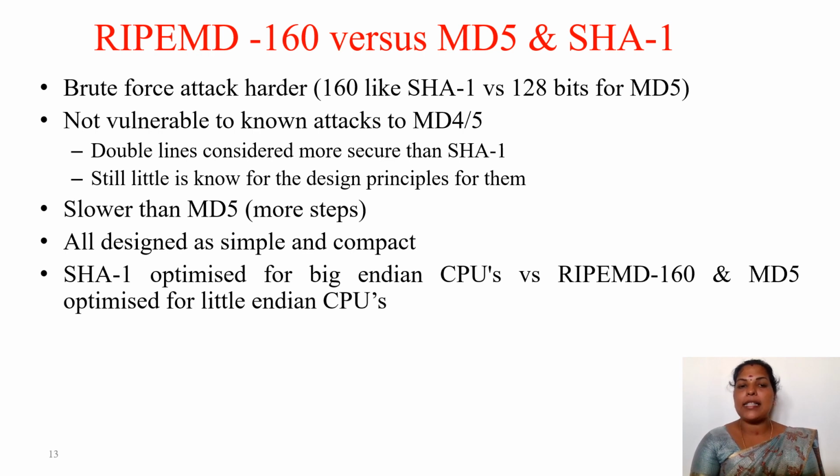And SHA-1 is optimized for big endian CPUs. Then RIPEMD-160 and MD5 are optimized for little endian CPUs. So in such cases, we can go in for this. If the CPU is big endian, then we can go in for SHA-1. Otherwise, if it is little endian, we can go in for either RIPEMD-160 or MD5.